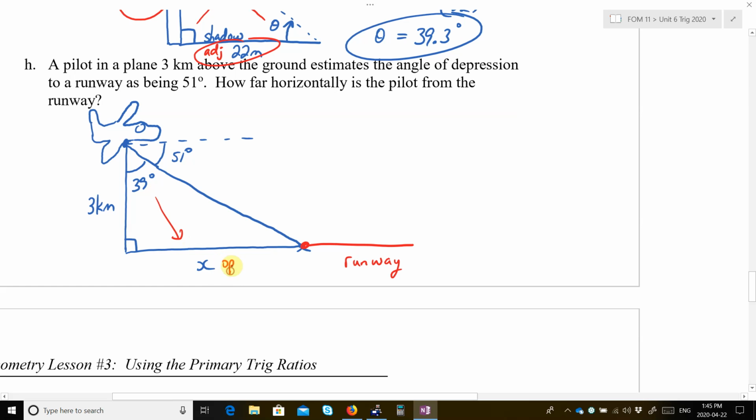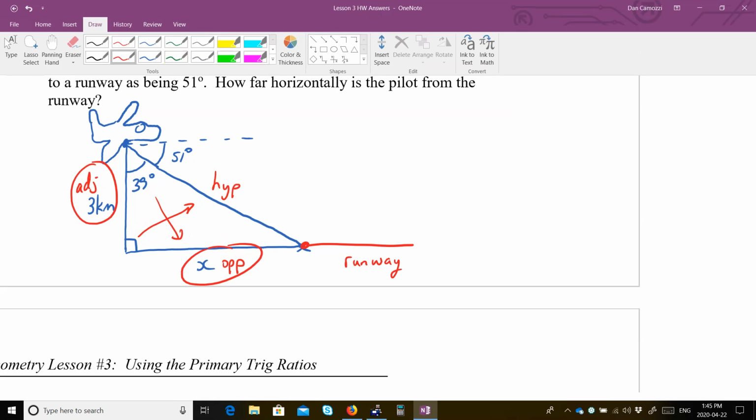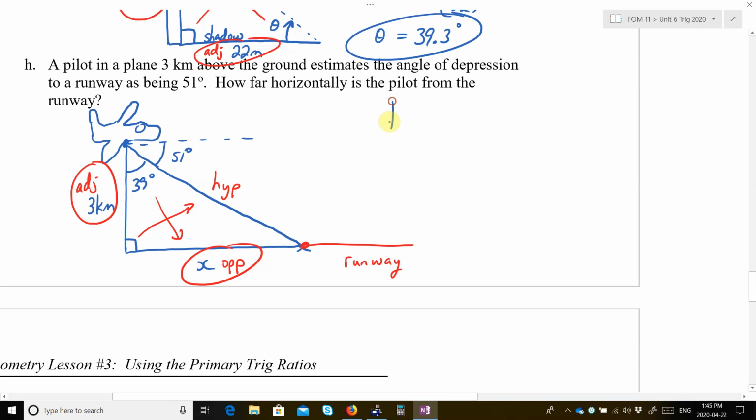Across from that is the opposite, which is what we want to find. Across from the 90 is the hypotenuse. And this is the adjacent. Okay, so I've circled opposite and adjacent. OA comes from TOA, so we use the tan ratio. Tan of 39 degrees is equal to, the opposite side is x, the adjacent is 3.